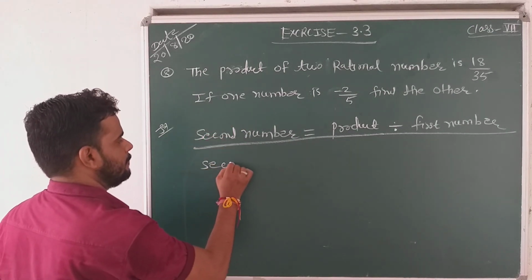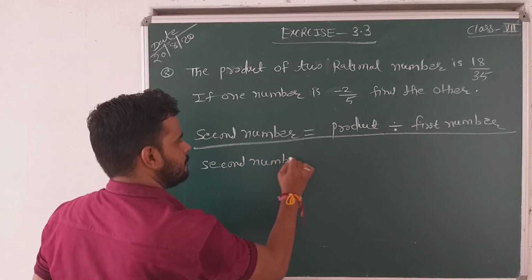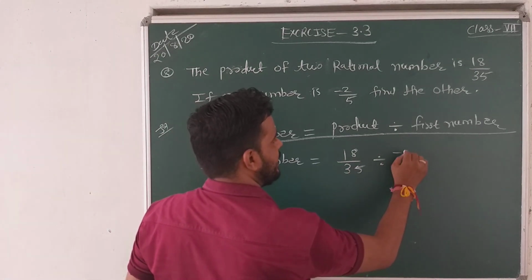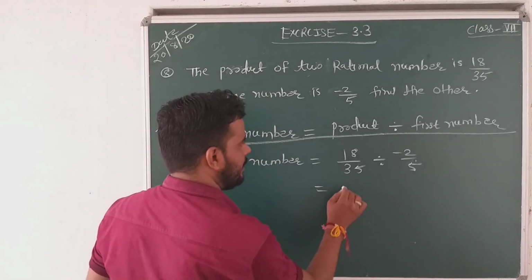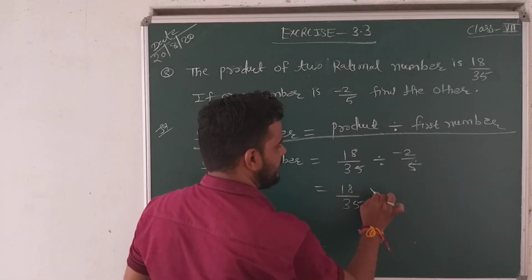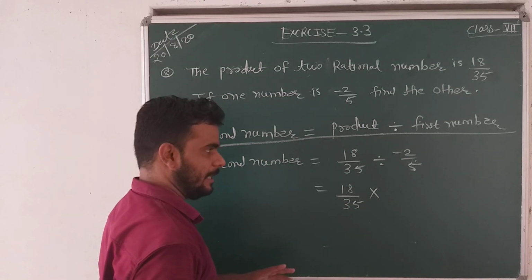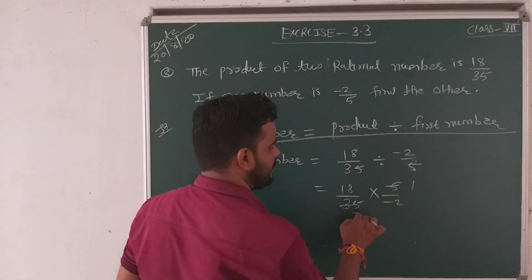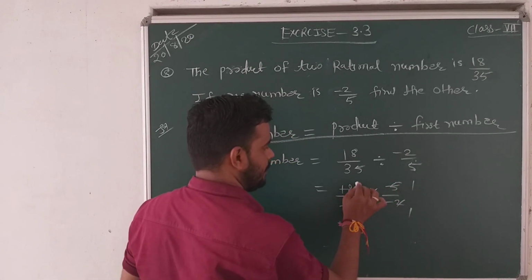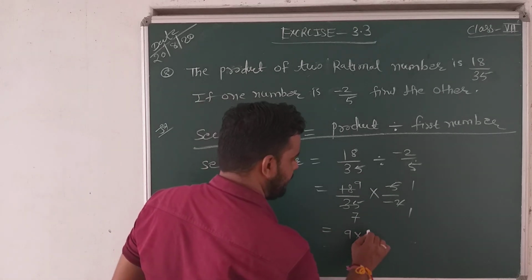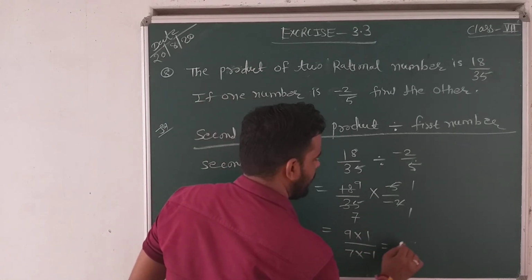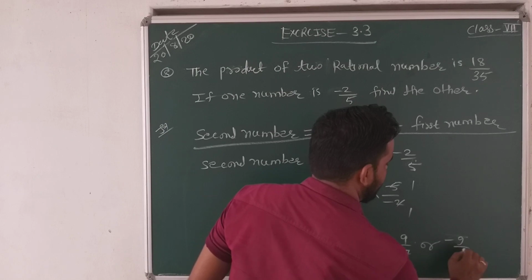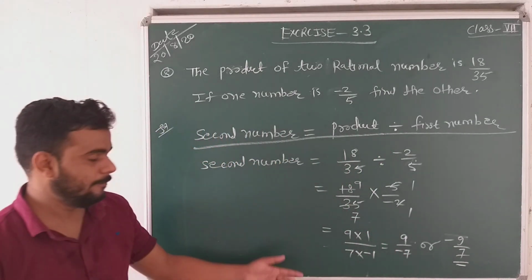Okay, so the second number, as you know, the product is 18 by 35 divided by the first number, negative 2 by 5. So already you know that when divide is changed to multiply, then afterwards the fraction will be reciprocal. So 5 by negative 2. So 5 ones are 5 and 5 sevens are 35, 2 ones are 2 and 2 nines are 18. So the result is 9 multiply 1 and 7 multiply negative 1. Okay, so 9 by negative 7, or negative you can write upside, then negative sign by 9 by 7.